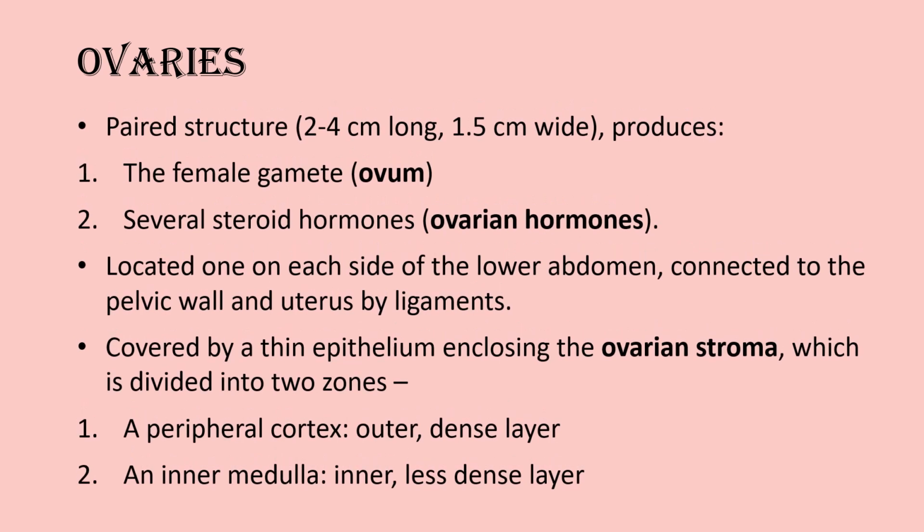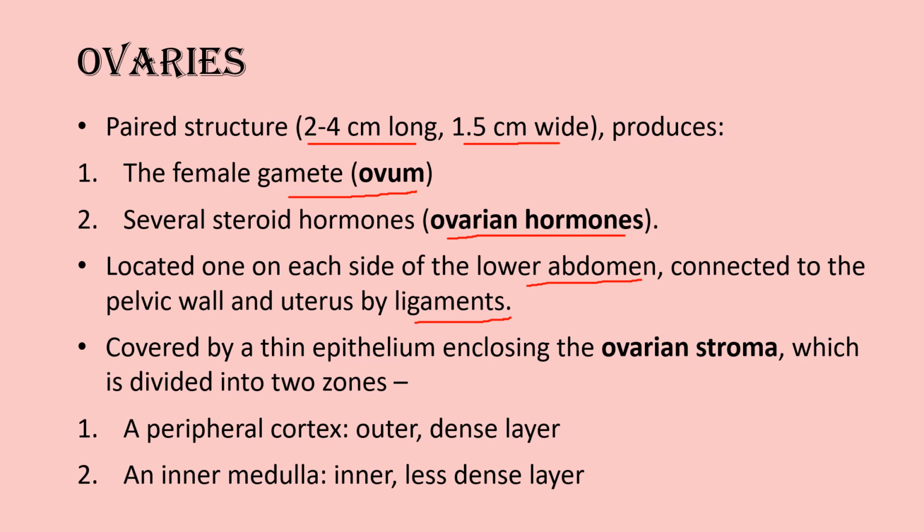Ovaries are almond-shaped paired structure present on each side of the lower abdomen. It is 2.4 cm long, 1.5 cm wide and produces female gamete known as ovum and several steroid hormones together called as ovarian hormones. Located one on each side of the lower abdomen, they are connected to the pelvic wall and uterus with the help of ligaments.